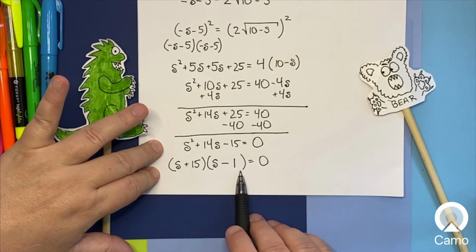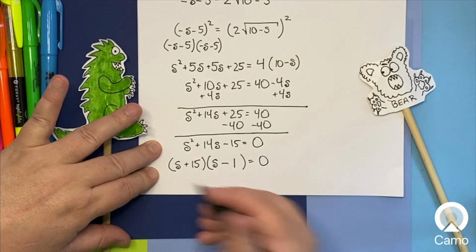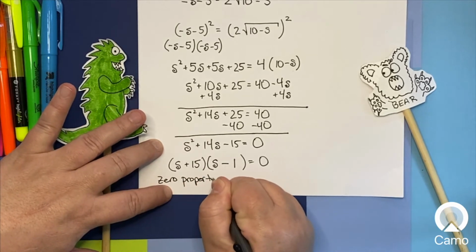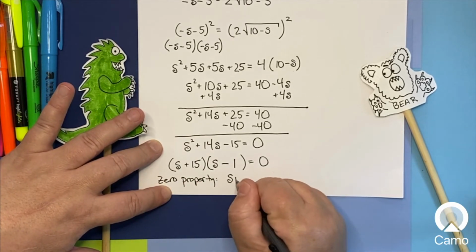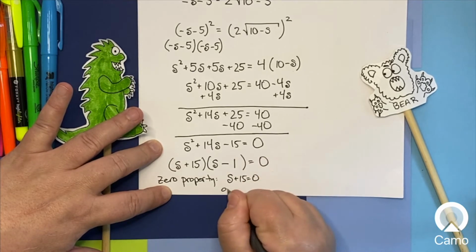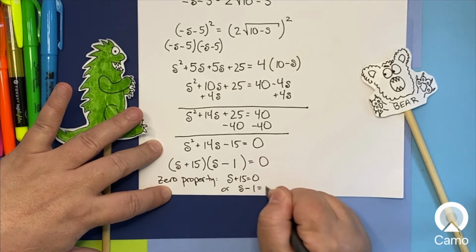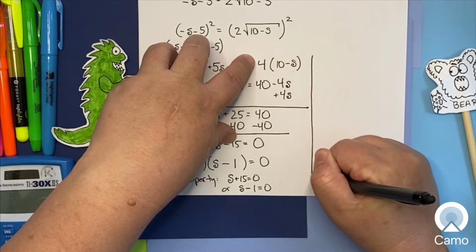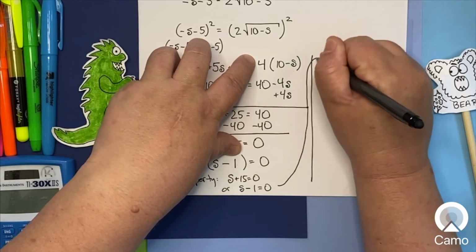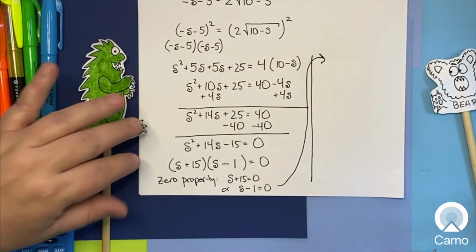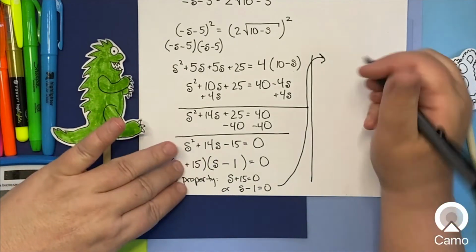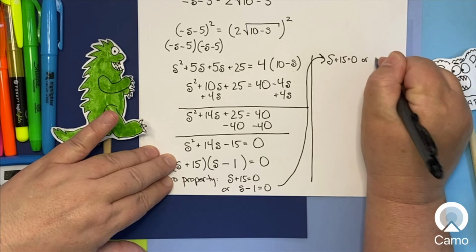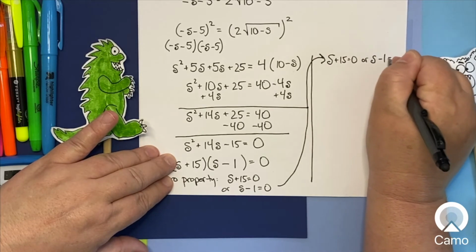And what we're going to do here is we say, well, because of the zero property. Yay, we love the zero property. S plus 15 equals 0, or S minus 1 equals 0. So I'm going to steal space so I don't have to go to the next page if I can help it, so we can kind of look at the whole thing all at once. So either S plus 15 equals 0 or S minus 1 equals 0.